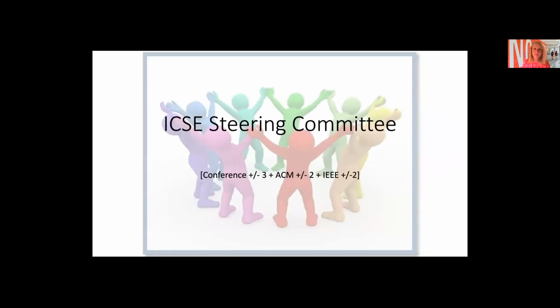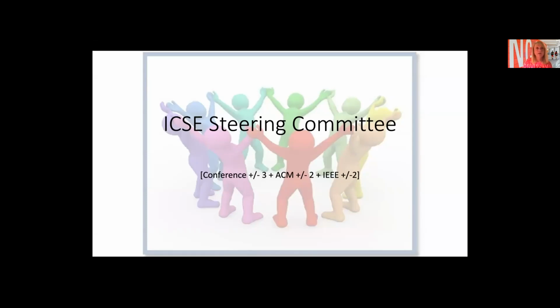And now just some updates on the ICSE steering committee itself. If you want to know who's on the committee, it's the conference general chair and program chair, past three, and anyone who's named, which is typically 3 years from now, the current year, and 3 years after they're serving. Then the ACM chair and two past chairs, and the IEEE chair and past chairs. That's who's on the committee. I can't put all the names.